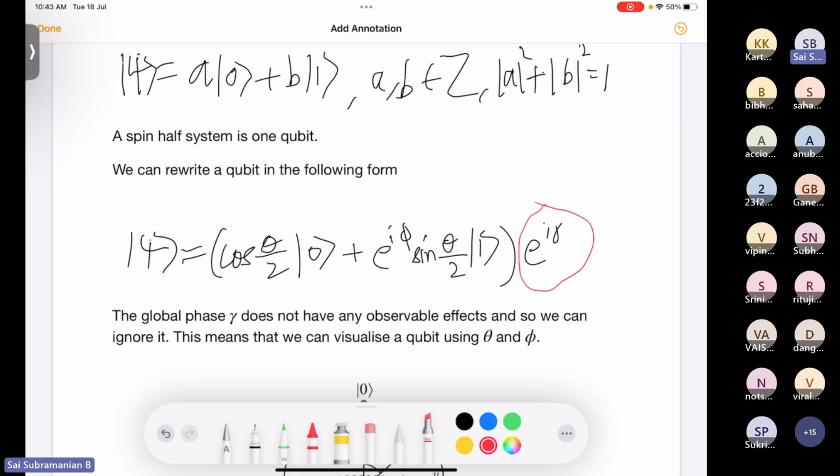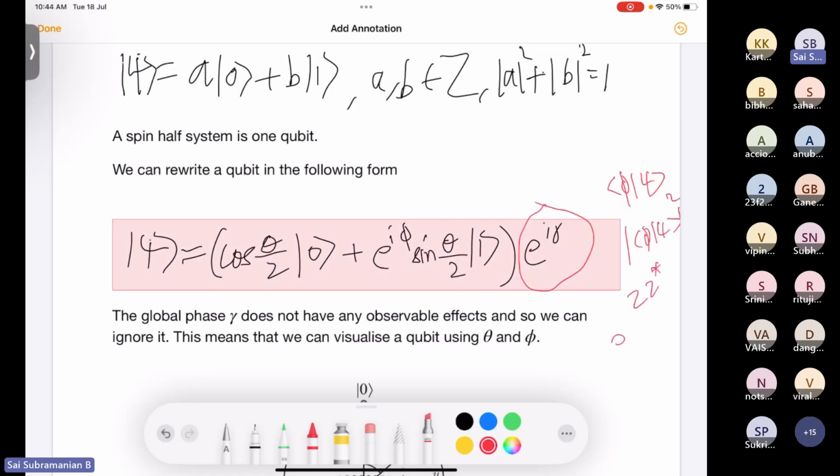Because whenever we take a measurement, we will be taking the inner product of something with psi, and then we will be taking the mod of that inner product squared for probabilities. So whenever we take that, we will get a z bar situation where we get an e power i gamma and an e power minus i gamma, and these two will just cancel. Because of that, this gamma, the global phase of a qubit, doesn't matter. And so we can just define psi in terms of two numbers, theta and phi.